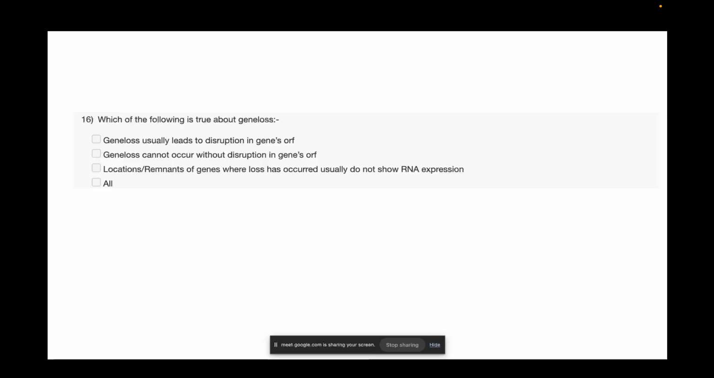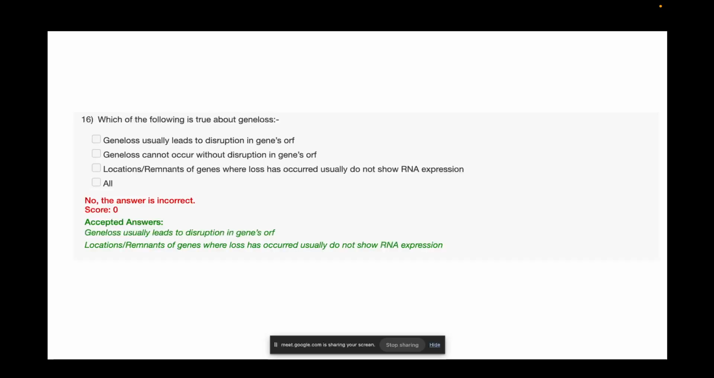The question is which one is true about gene loss, right? So the answer is, first of all, gene loss technically almost always leads to disruption in the genes. ORF is open reading frame, which is the set of codons that is present in the mRNA. So that is the open reading frame of the gene. So it generally disrupts the ORF.